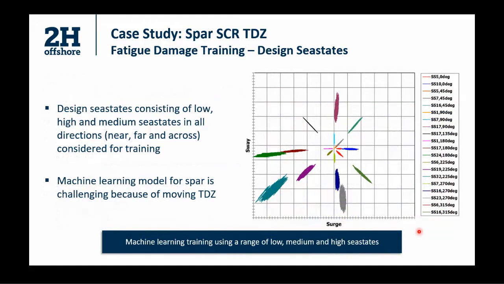Let's look first at the design C states, the characteristic of these C states. We have surge on the x-axis and sway on the y-axis just to indicate the range of motion that you have for all these different C states. During the training process, we consider low C states, medium C states, and high C states in different directions, including near, across, and far. This machine learning training is therefore accomplished using a range of these just to ensure that you cover all the positions that the spar may occupy.